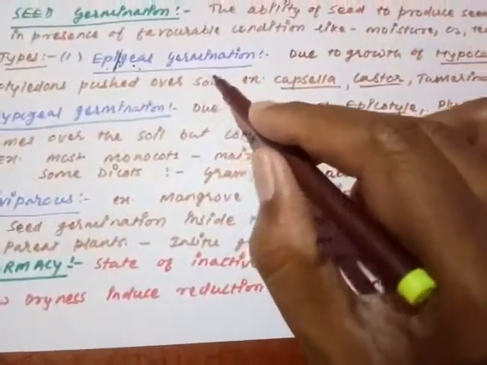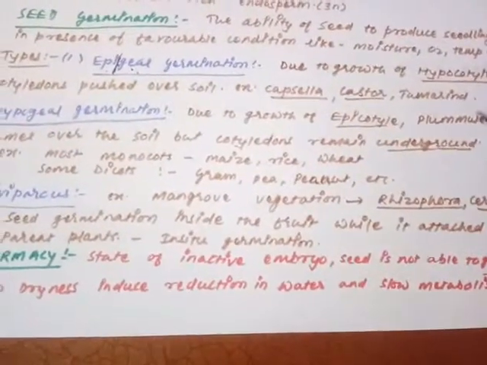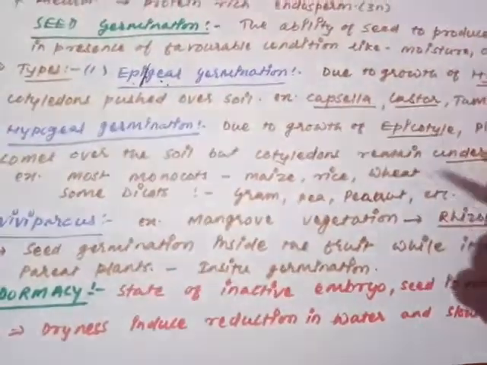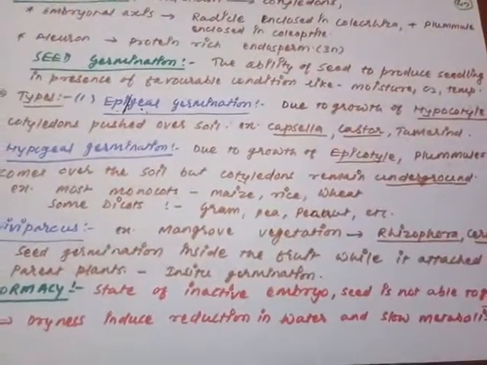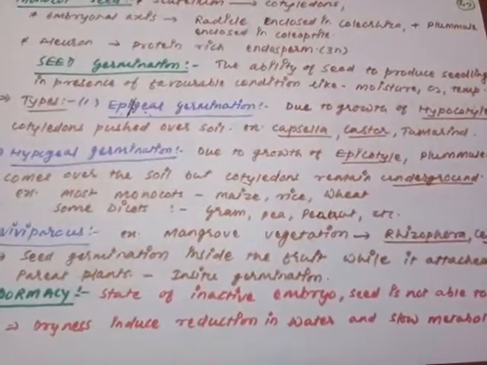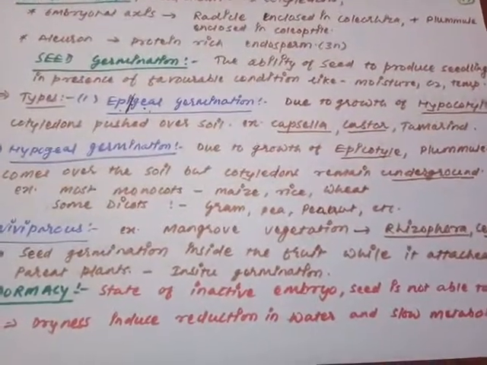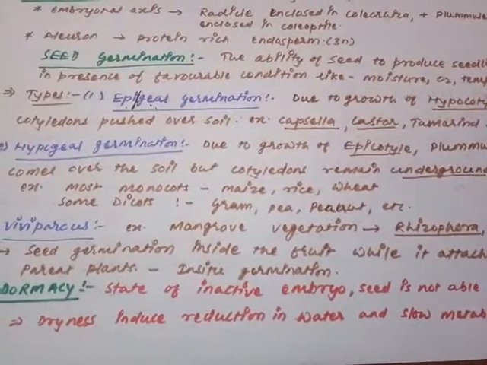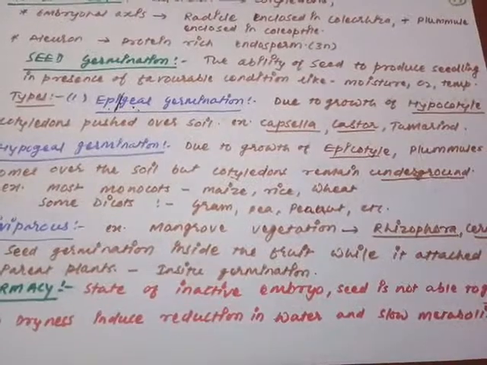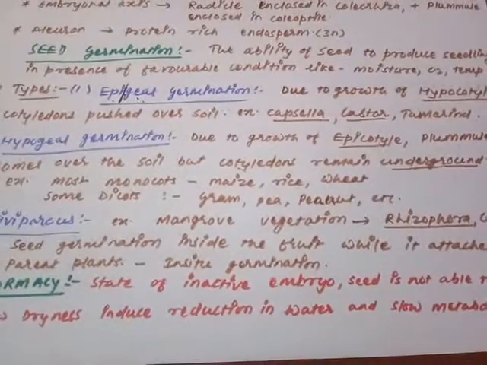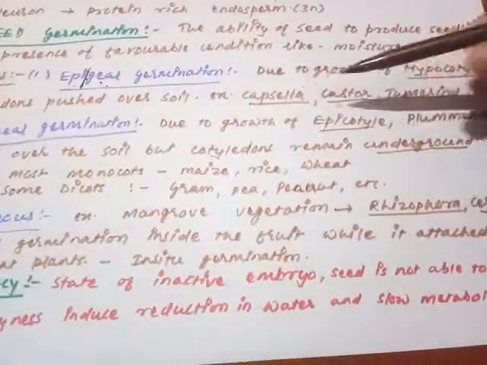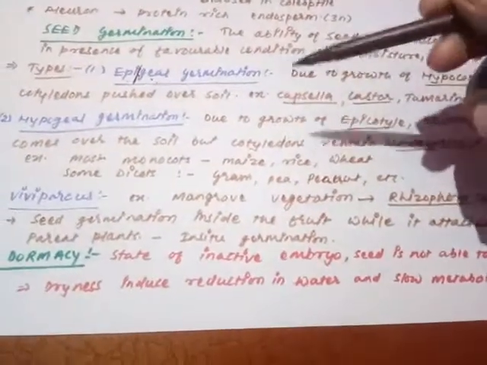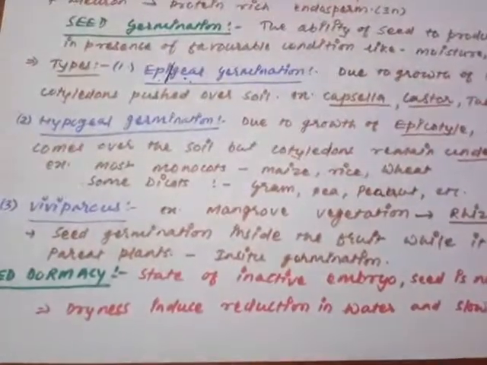Whenever epigeal germination occurs, the growth of the hypocotyl is recorded, and due to the growth of the hypocotyl, the cotyledons are pushed over the surface of the soil. Are you getting my point? That is why this is called epigeal germination. The rest of the parts remain inside the soil only. Examples: Capsella, castor, tamarind, etc. So epi to hypo.